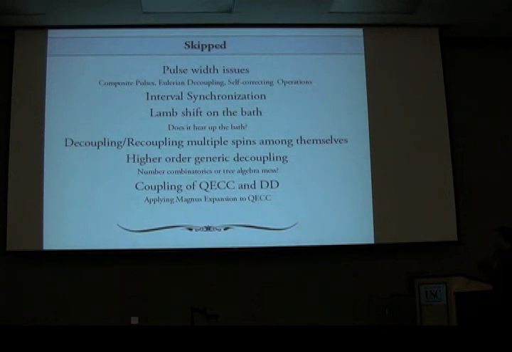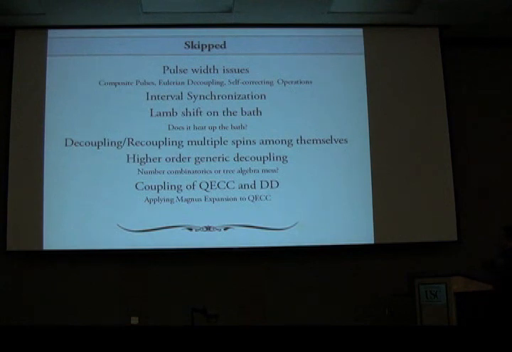The other thing that is another side result is that you will get a Lamb shift on the bath, because the effective Hamiltonian that you get from the higher order Magnus expansion will actually contain terms that are pure bath, which I'm not sure how to interpret. Does it really mean that you're heating up the bath? Because we're not in a thermodynamical picture, we're just using Hamiltonians, so I'm not sure if I can interpret it like that.